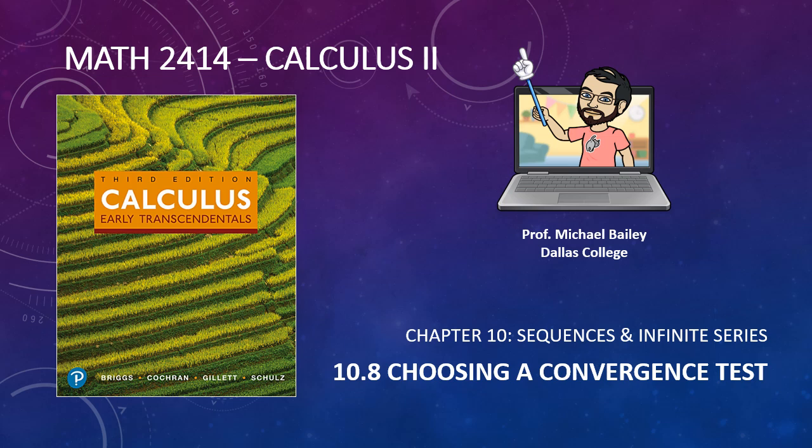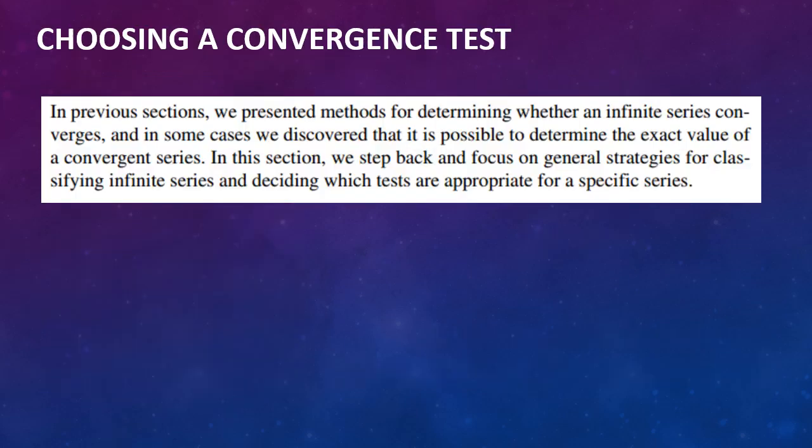Welcome to the last section of Chapter 10. We're going to look at choosing a convergence test from Section 10.8. In previous sections, we presented methods for determining whether an infinite series converges. And in some cases, we discovered that it is possible to determine the exact value of a convergent series.